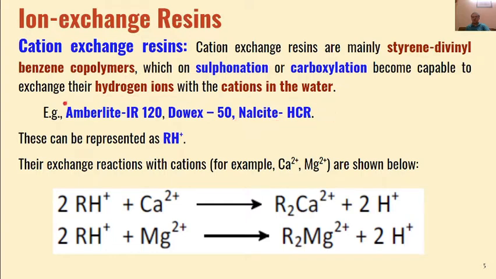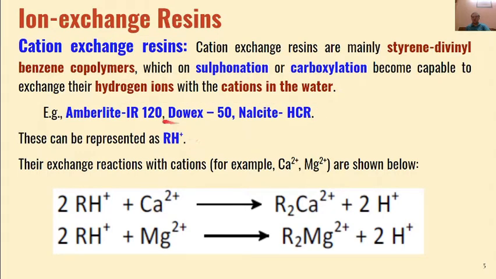All these are trade names for different types of cation exchange resins, and the basic polymer present in all these three types of cation exchange resins is styrene divinyl benzene copolymer. In some cation exchange resins, you will have sulfonic acid as the functional group. In others, you will find carboxylic acid as the functional group. So this is the only difference. Otherwise, these are trade names for these cation exchange resins.